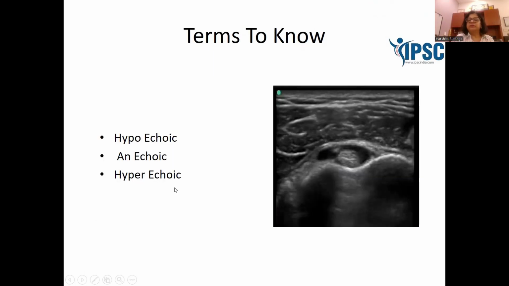So now, as I told you, when we're dealing with ultrasound, there are multiple terms. Mainly what we will be talking about is hypoechoic, anechoic, hyperechoic, and all these terms depend on the number of echoes which are coming back to the probe. So if it is hypoechoic, the echoes are coming back less. And why is it hypoechoic? Because it has more fluid content. If there is more fluid content, then it becomes more hypoechoic or black. If there's less fluid content, then it becomes whiter or hyperechoic.